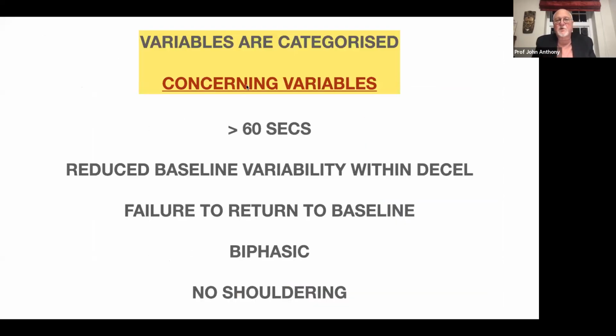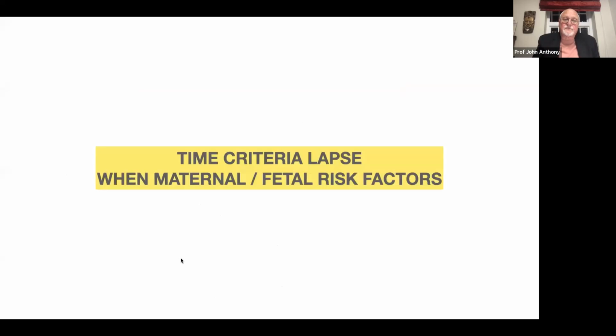So just to point out what they consider to be concerning variable decelerations: these are decelerations lasting longer than 60 seconds. If there's reduced baseline variability within the deceleration, by the way, the 60 seconds, FIGO said 3 minutes, they said 60 seconds. Failure to return to the baseline, if the deceleration is biphasic, or there's no shouldering before and after the deceleration, these are characteristics of concerning variables.